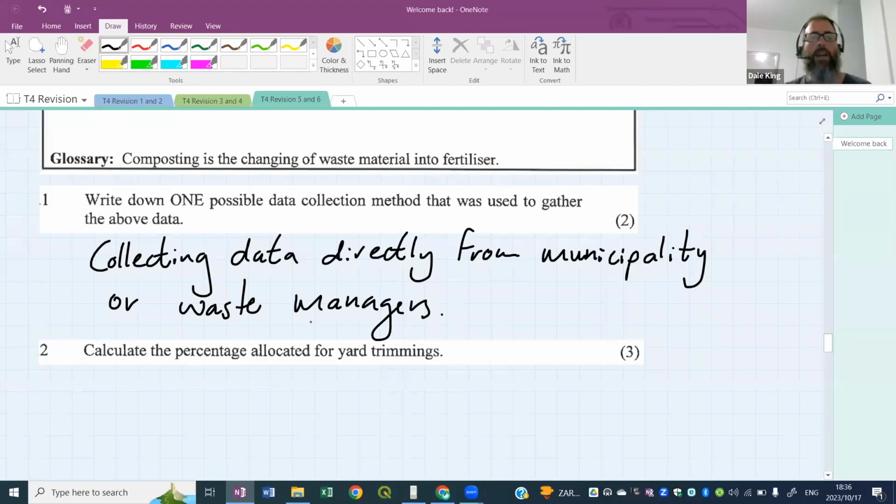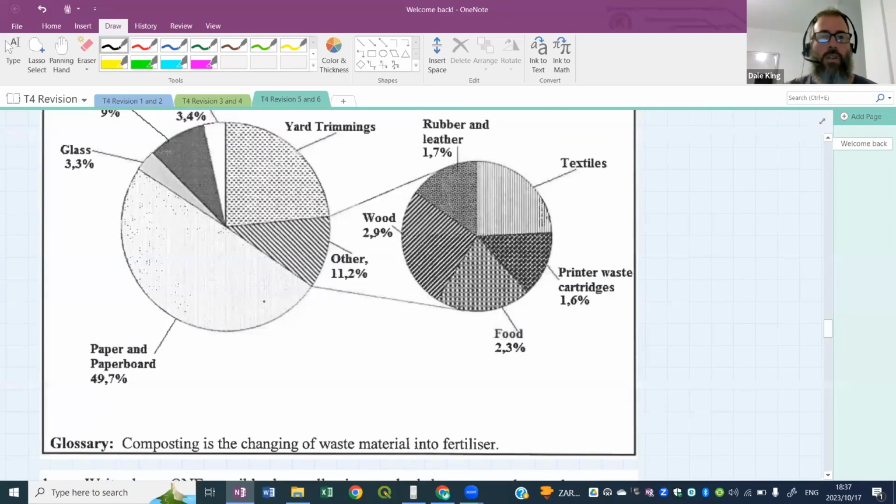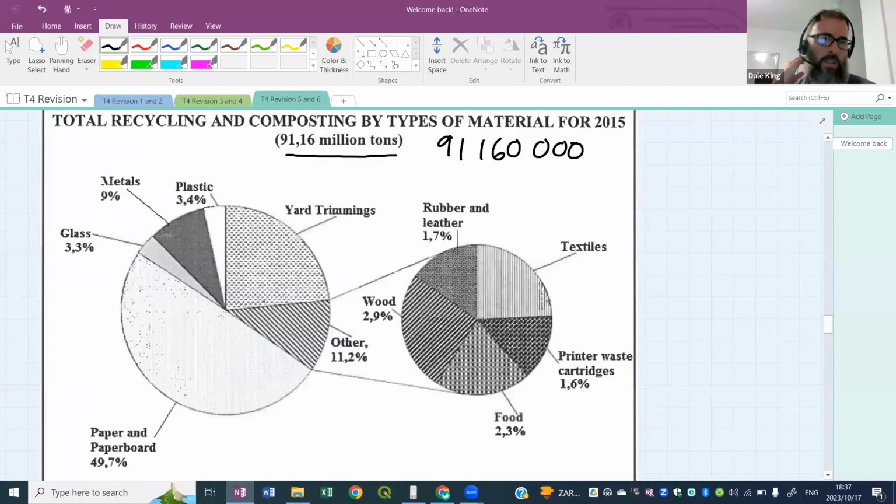All right. Finally, back to calculations, what we all feel comfortable with. Number 2, calculate the percentage allocated for yard trimmings. All right, there we go. So there's all the information you need. There's the pie. There are all the percentages. There's the total value for this pie chart. Calculate the percentage for yard trimming. So there's yard trimmings there. What is the percentage?